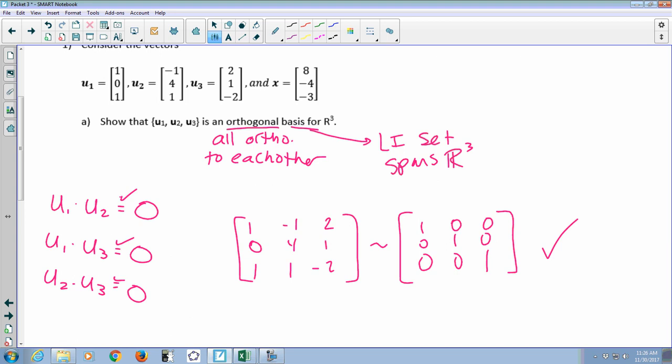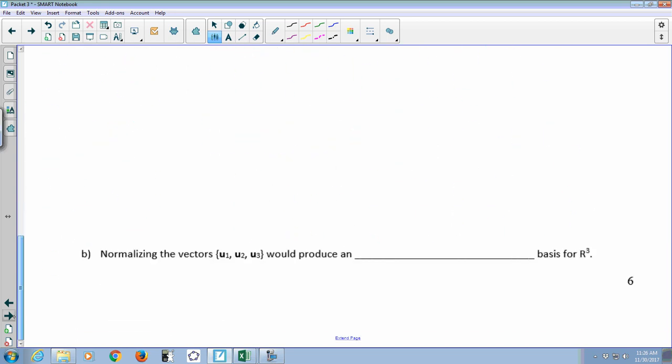If, in addition to using the words orthogonal and basis, I said that u1, u2, and u3 are going to be normalized so that they all have length 1, that's called an orthonormal basis. So that's an orthogonal basis where all the vectors have length 1.